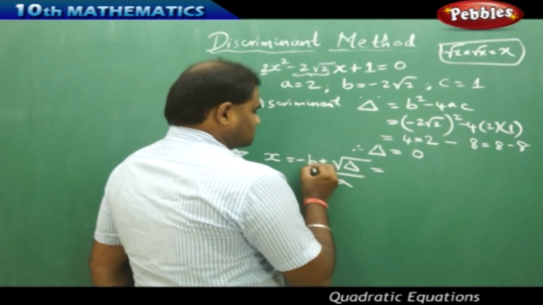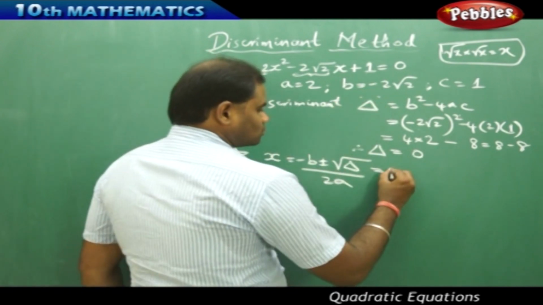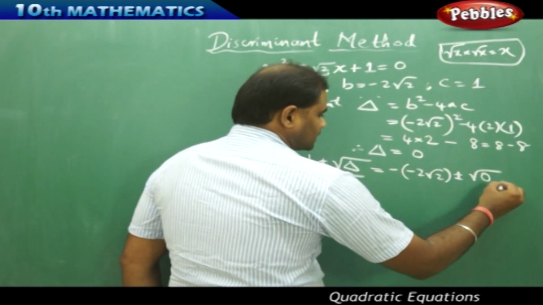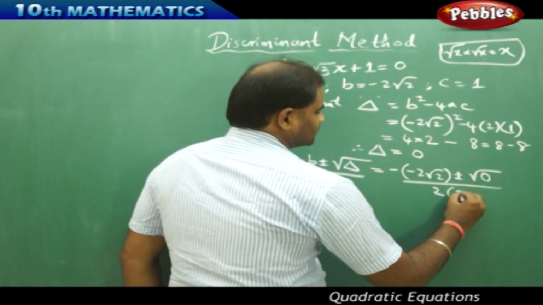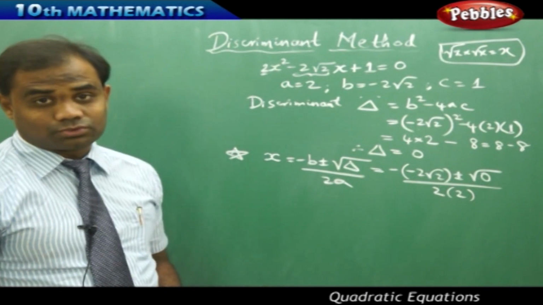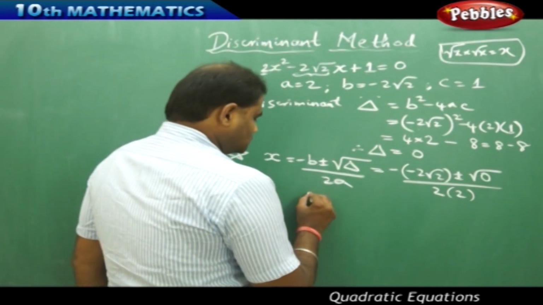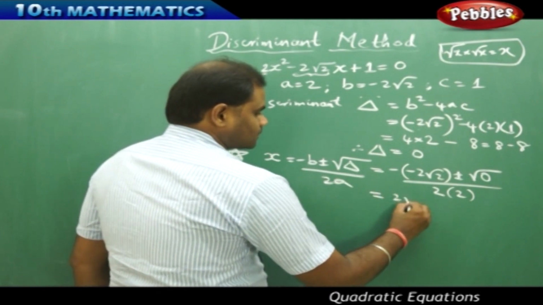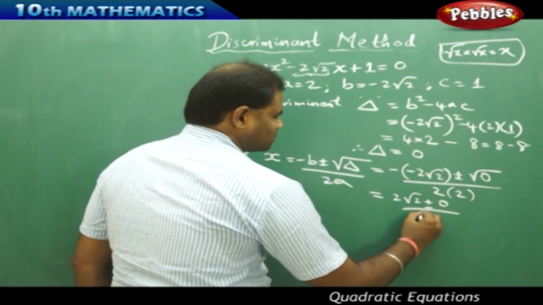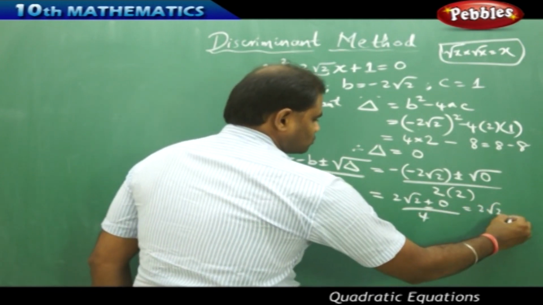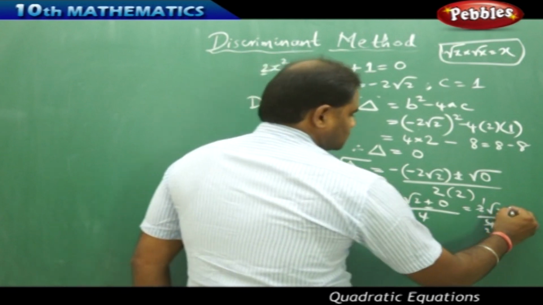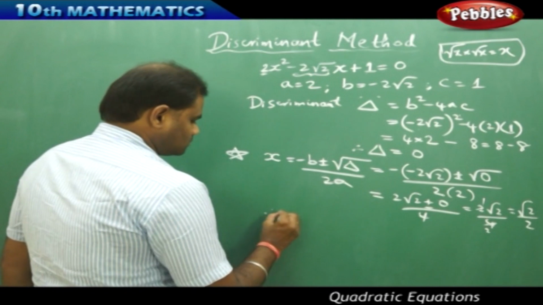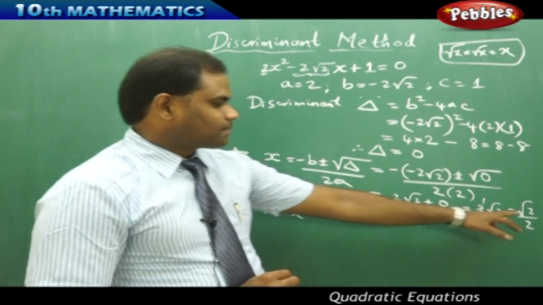Now in this case, b is minus 2 root 2, so minus b plus or minus root of delta by 2a is what I get when I substitute the values. This gives me 2 root 2 plus or minus 0 by 4, which is 2 root 2 by 4. So this is root 2 over 2, and therefore I get the values of x.